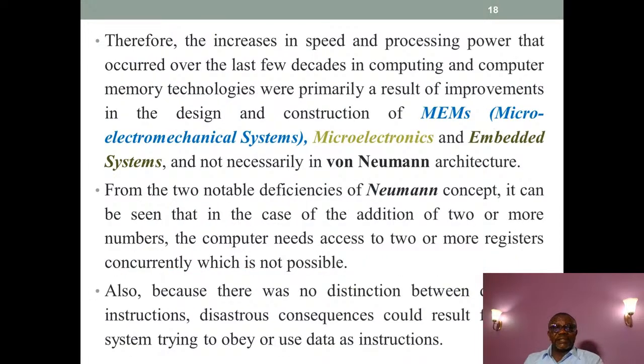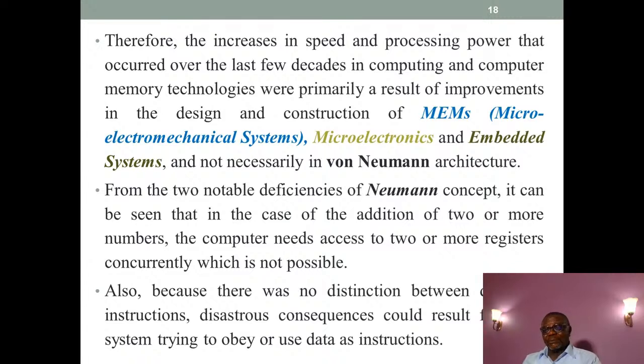Therefore, the increases in speed and processing power that we witness today in computing and computing memory technologies were primarily as a result of improvements in the design and construction of MEMS, or what you call the micro electromechanical systems, improvements in microelectronics, and improvements in embedded systems, and not necessarily in von Neumann architecture. Like I said earlier, this von Neumann architecture, or the stored program concept, was like something that came and gave a quantum leap in the speed of computing.